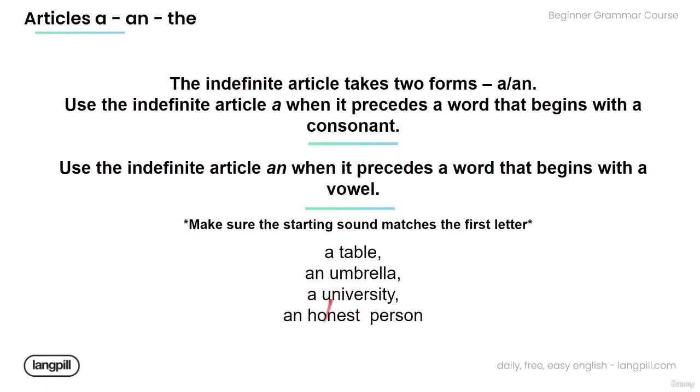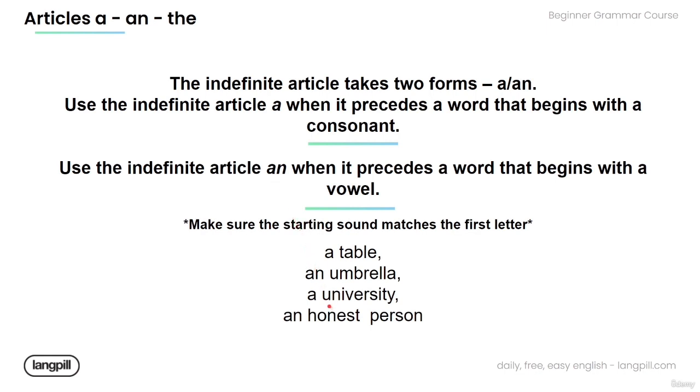But how about these last two? They don't match our rules. Let me show you what I mean. Here we have university. What is the starting letter? The starting letter is a U. So, you look at the letter, you think, well, it's a vowel. It should be an university. But that is not correct. Nobody says an university. So why?